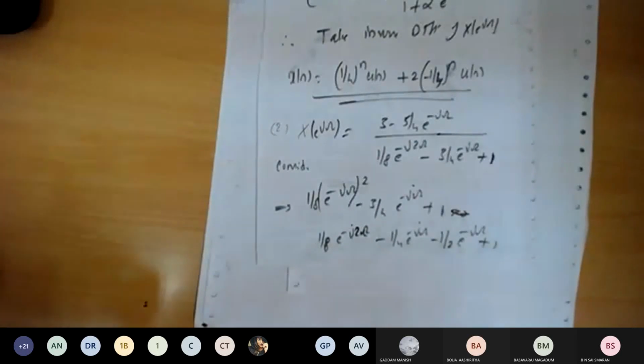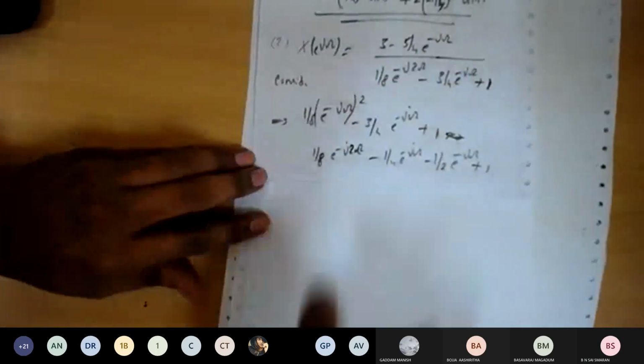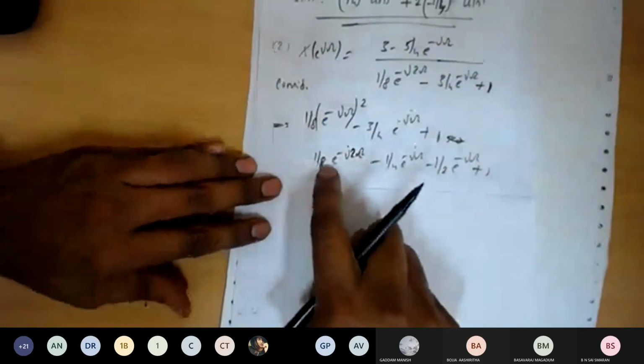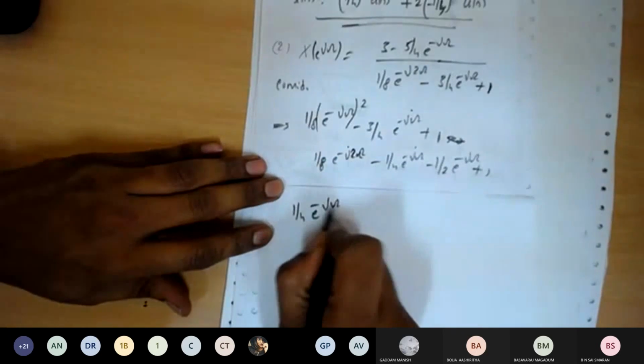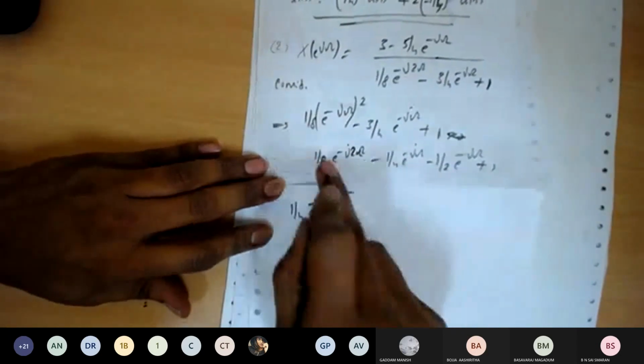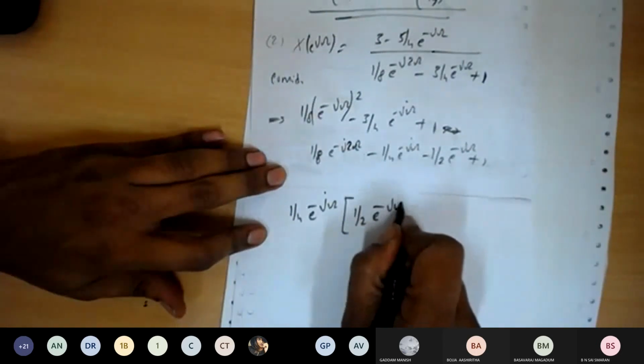So you might have studied this in your linear equations in the 8th or 9th standard. Yes, sir. Now what we'll do is take 1 by 4 e to the power of minus j omega common here. If I take it common, the remaining term should be 1 by 8 divided by 1 by 4, which is 1 by 2 into e to the power of minus j omega.